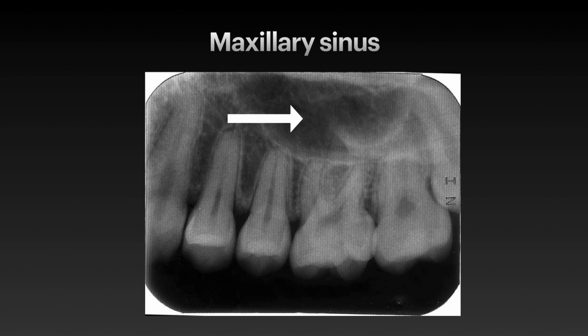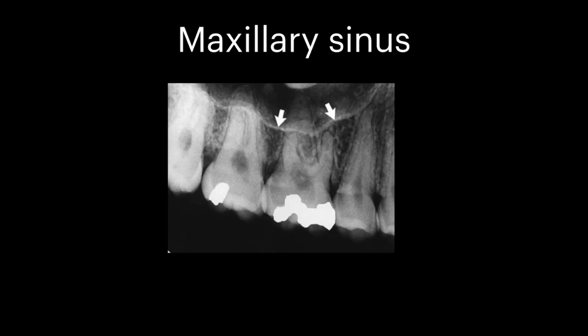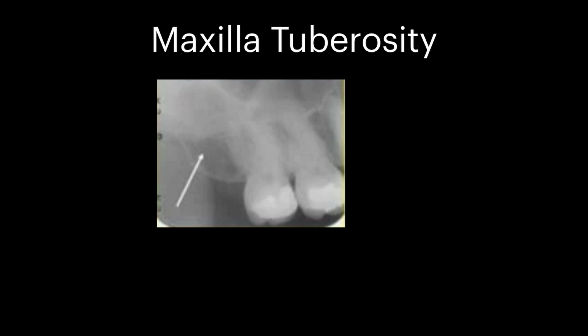Maxillary sinus. It is a vast air space and appears as a radiolucent space above the maxillary teeth. Sinus septa. It appears as a thin radio-opaque line compartmentalizing the maxillary sinus. Molar. The floor of the maxillary sinus. Radiographically, it is visible as a thin radio-opaque line passing above the apices of the molar teeth. Maxillary tuberosity. Radiographically, it appears as a radio-opaque bulge located distal to the third molar.